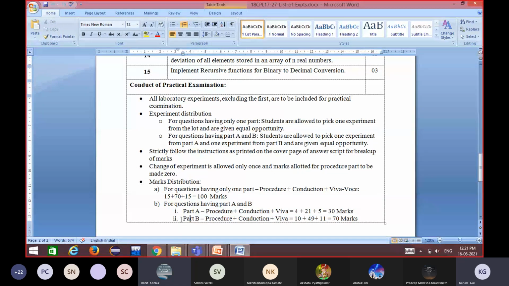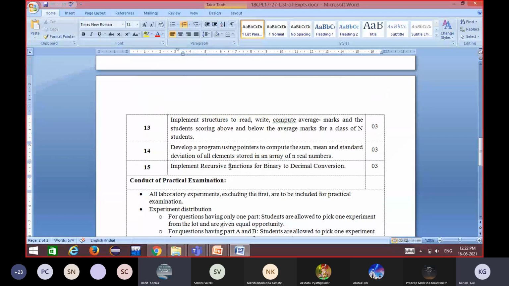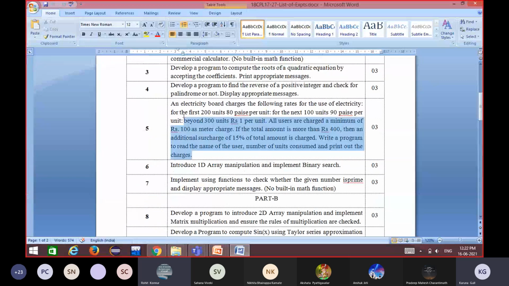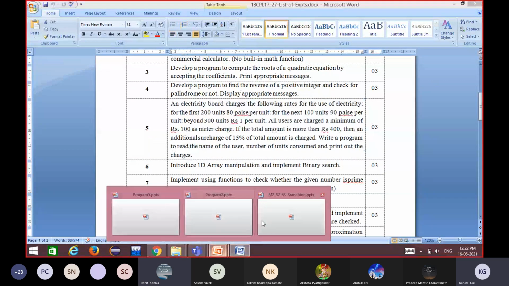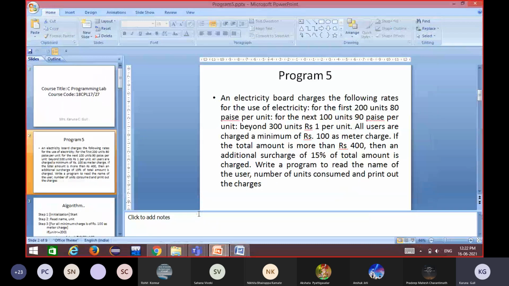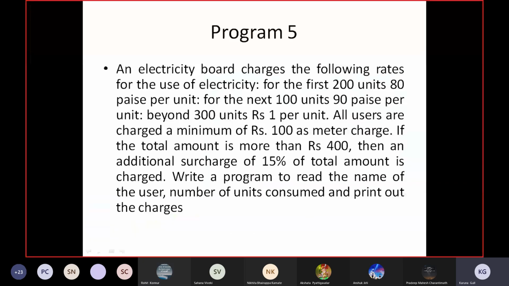Now in part B, procedure carries 10 marks, conduction carries 49 marks, and viva gives you 11 marks. So totally 70 marks for part B. For part A it is 30 marks, for part B it is 70 marks. With this, let's go ahead with the fifth experiment. I'll be explaining it to you all now. Look at the problem statement that is given to us.